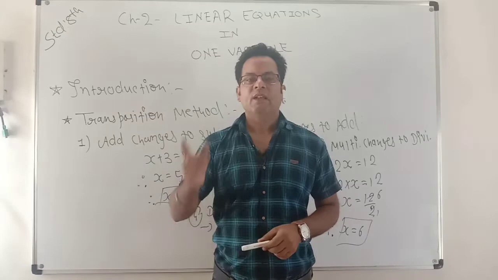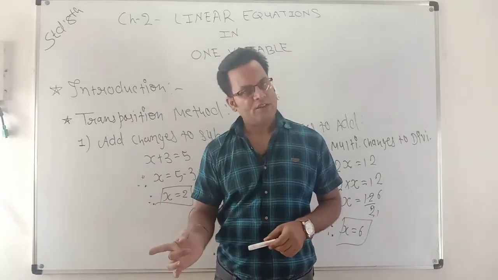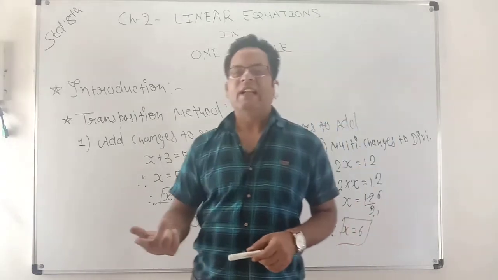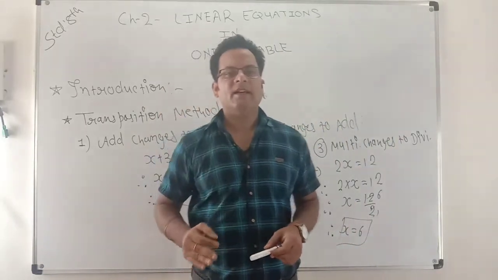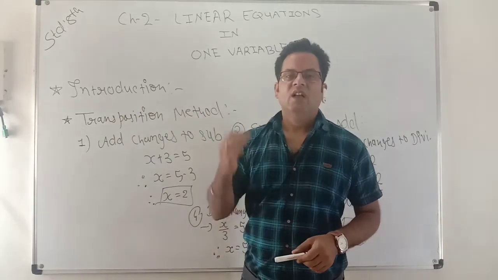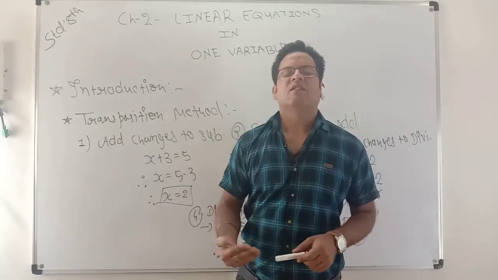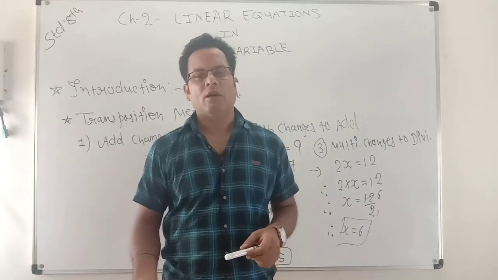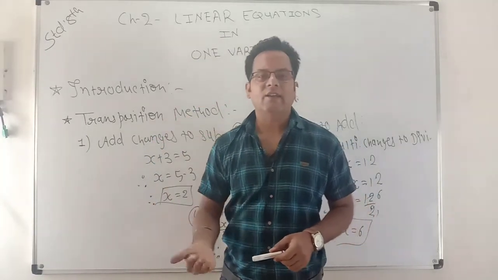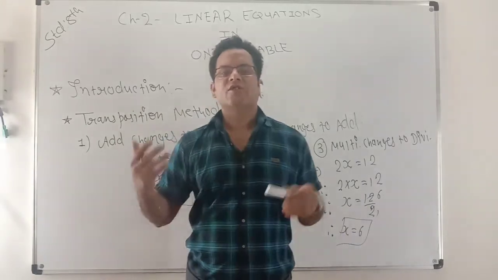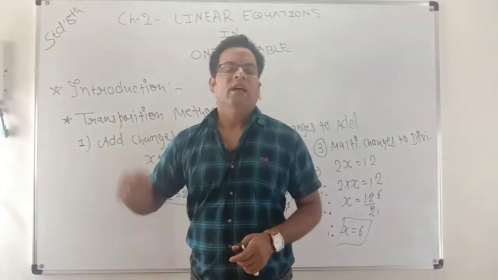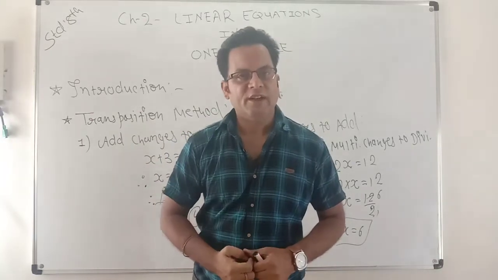solve. Okay? Addition changes to subtraction. Subtraction changes to addition. Multiplication changes to division, and division changes to multiplication. Here the most important thing: when you are transposing, when you are shifting the number to another side, you have to change the sign of that number. Okay? So this is all about the transposition method in linear equation in one variable.